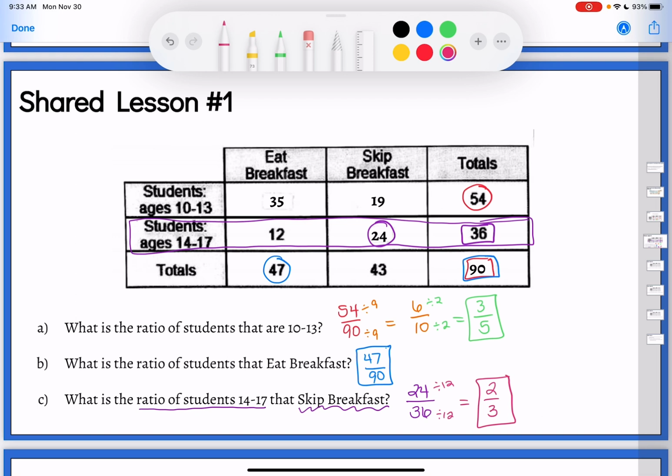Do you see how those ratios start helping us analyze the data? Otherwise, all we see is this big bunch of numbers, and it doesn't really tell us a lot. So, using what we call joint frequencies, you have to be careful how you read these. If it just says ratio of students that are 10 to 13, you're judging those marginal frequencies out of the total. If it has two different categories, then it's telling you to narrow down that table, the ratio just of students who are 14 to 17 that skip breakfast. So you really have to read carefully, and that's the trickiest part about two-way tables.